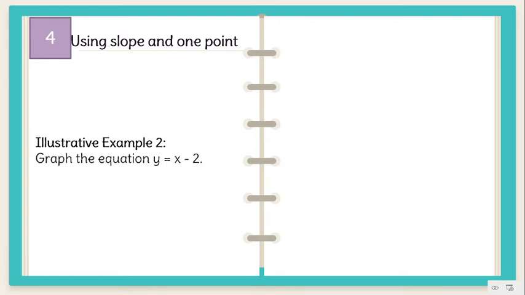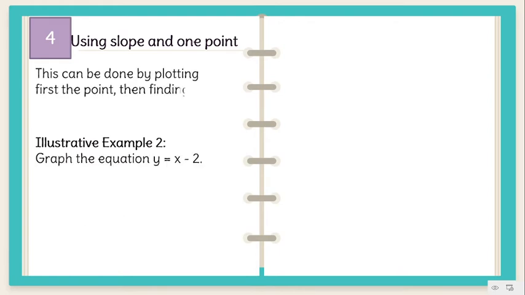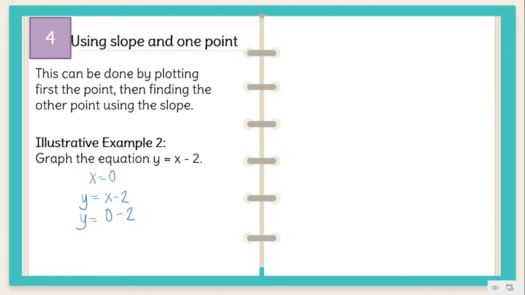Another example, graph y equals x minus 2. So again, let's first assign a value of x so that we can get the first point. So let's say x is equal to 0. So we have y is equal to x minus 2. Substitute 0 for x. So we have 0 minus 2. y is equal to 0 minus 2, which is negative 2. So when x is equal to 0, our y is negative 2. So we have (0, -2) as the first point.